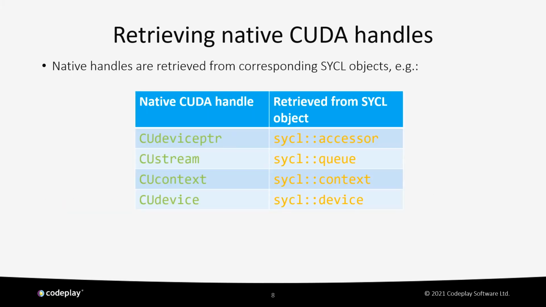This table shows some of the corresponding native CUDA object handles you can retrieve from SYCL objects. This table is not complete, but shows the most useful handles for developing applications using interoperability features.